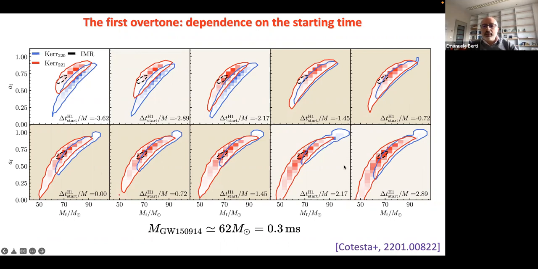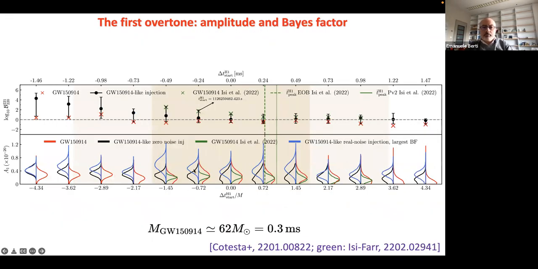So then what we did was, here, we took a window and we looked at the posterior for the amplitude that we get. This is the amplitude of the first overtone. And what you see in red is the posterior that we get by analyzing the gravitational wave 150914 data. When you are at times later than 0, your posterior tends to rail against 0.